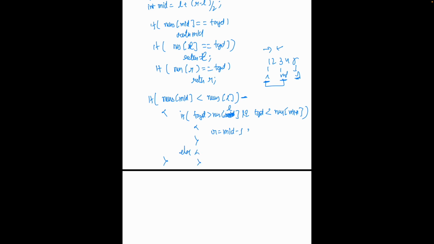Else, if that's not the case, so basically what we concluded here in this loop is, if this is sorted and the target that we want doesn't exist here, that means it definitely exists there. So what we're going to do is say L is equal to mid plus 1.